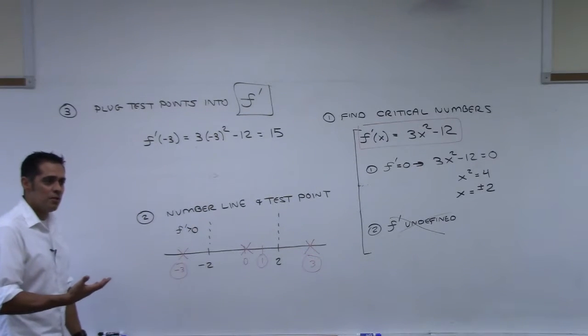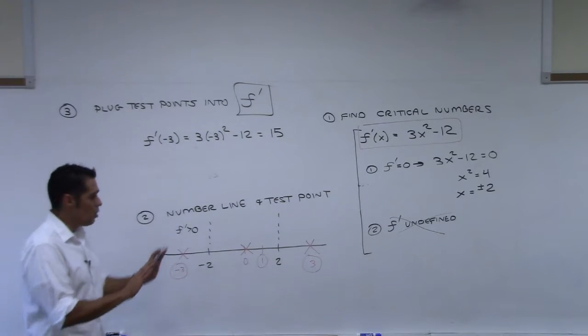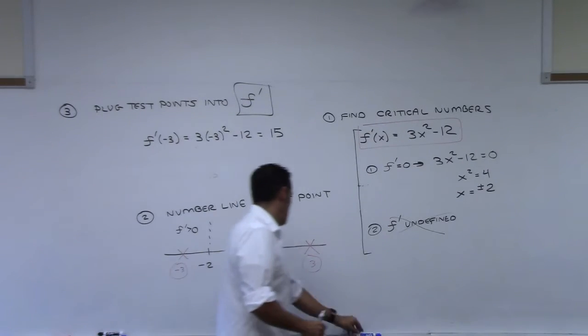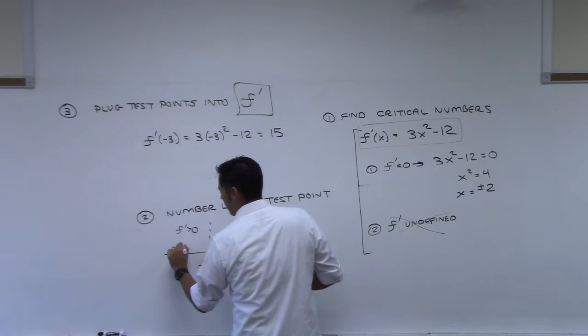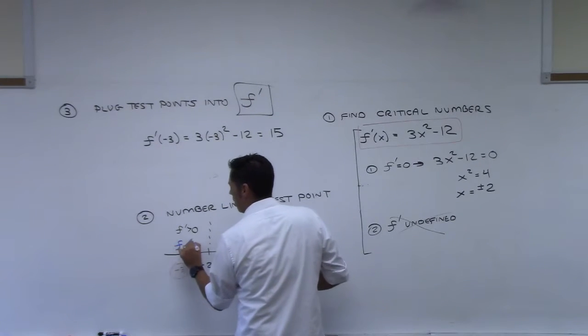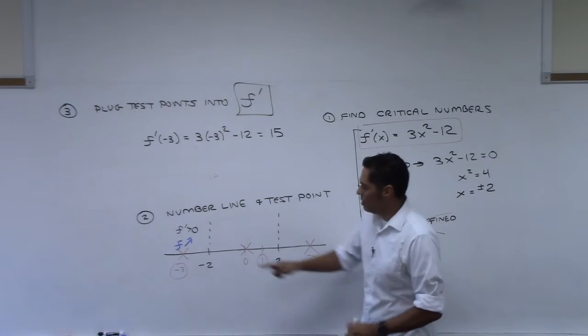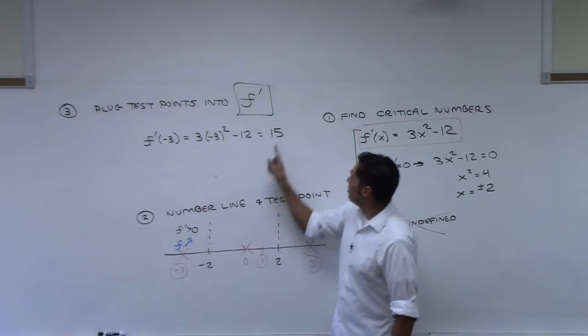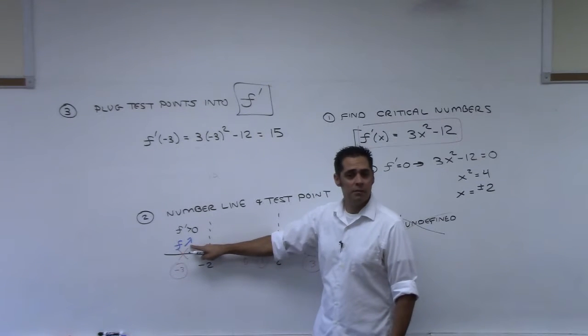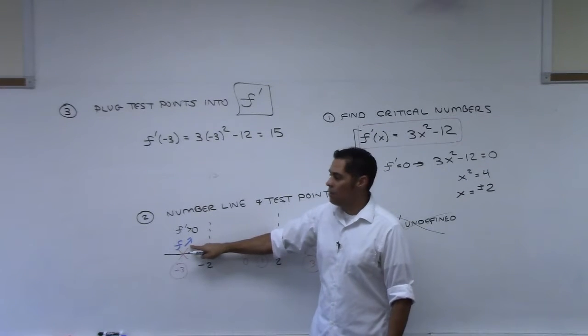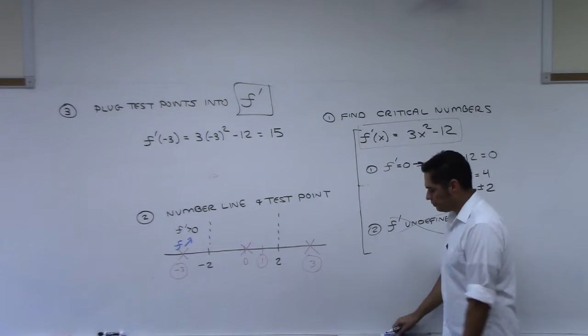What does that mean my function is doing over here? It's going up. So if you wanted to draw a picture, the graph, well, I'm not even going to draw a picture. I'm just going to say F is going up. Is that all right? Notice that notation. The derivative is positive over here because it's 15 and 15 is a positive number. That means the original function is going up over here. Now what?